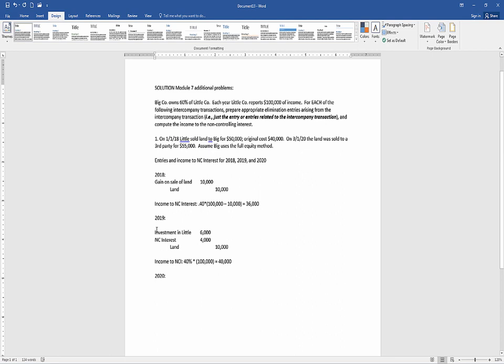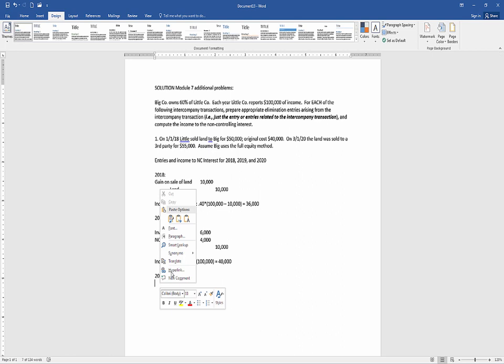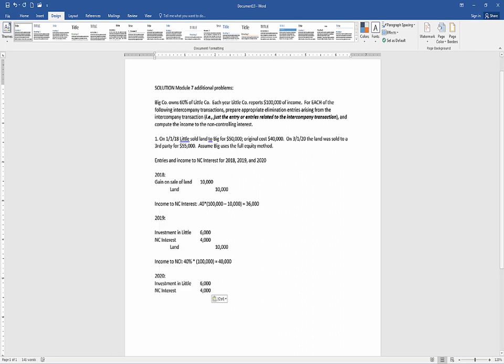Now we still have to carry forward the unrealized gain just as we did last time, but on the credit side, that land is no longer on Big's balance sheet. They sold it to somebody else. And, you know, we have some actual concrete numbers to attach to this. Big sold it for $55,000, so Big is reporting a gain of $5,000. They bought it from Little for $50, they're selling it for $55.